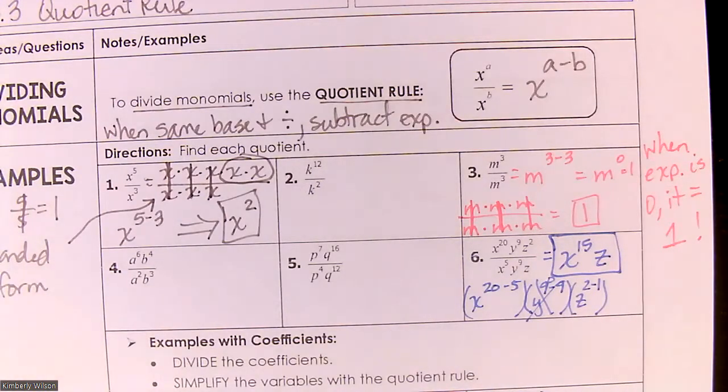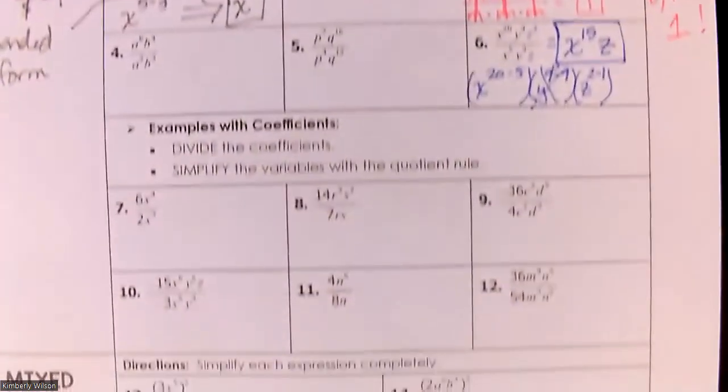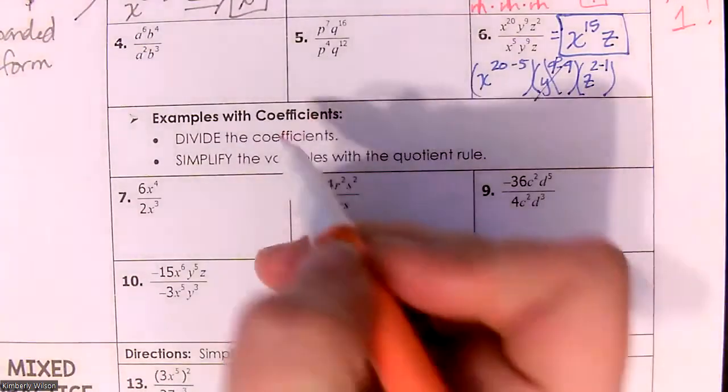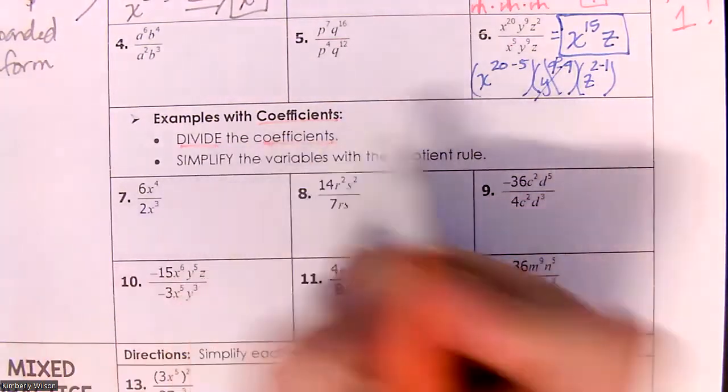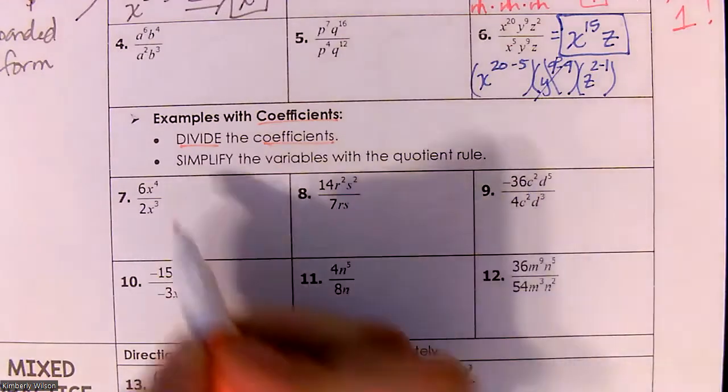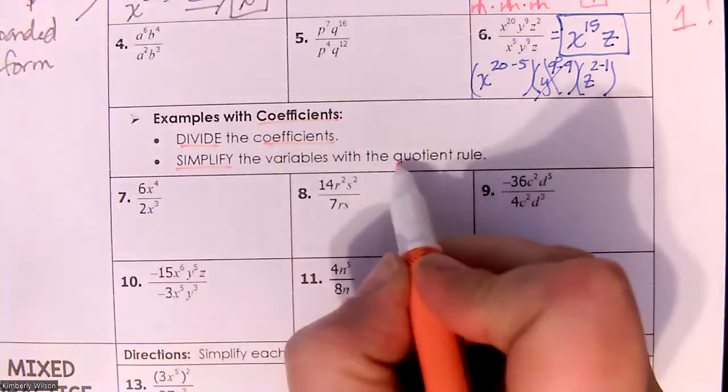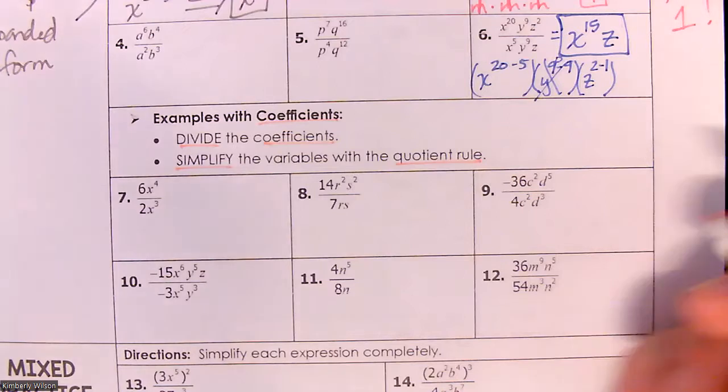Questions about that one? Make sure you pause, rewatch, and put a question mark by it to be able to ask me the next day. All right, now we're going to talk about when we've got numbers with it as well. It's got the coefficients. So with coefficients, we divide the coefficients, you just follow your division rules, and then we simplify using the quotient rule. So let's look at number 9.